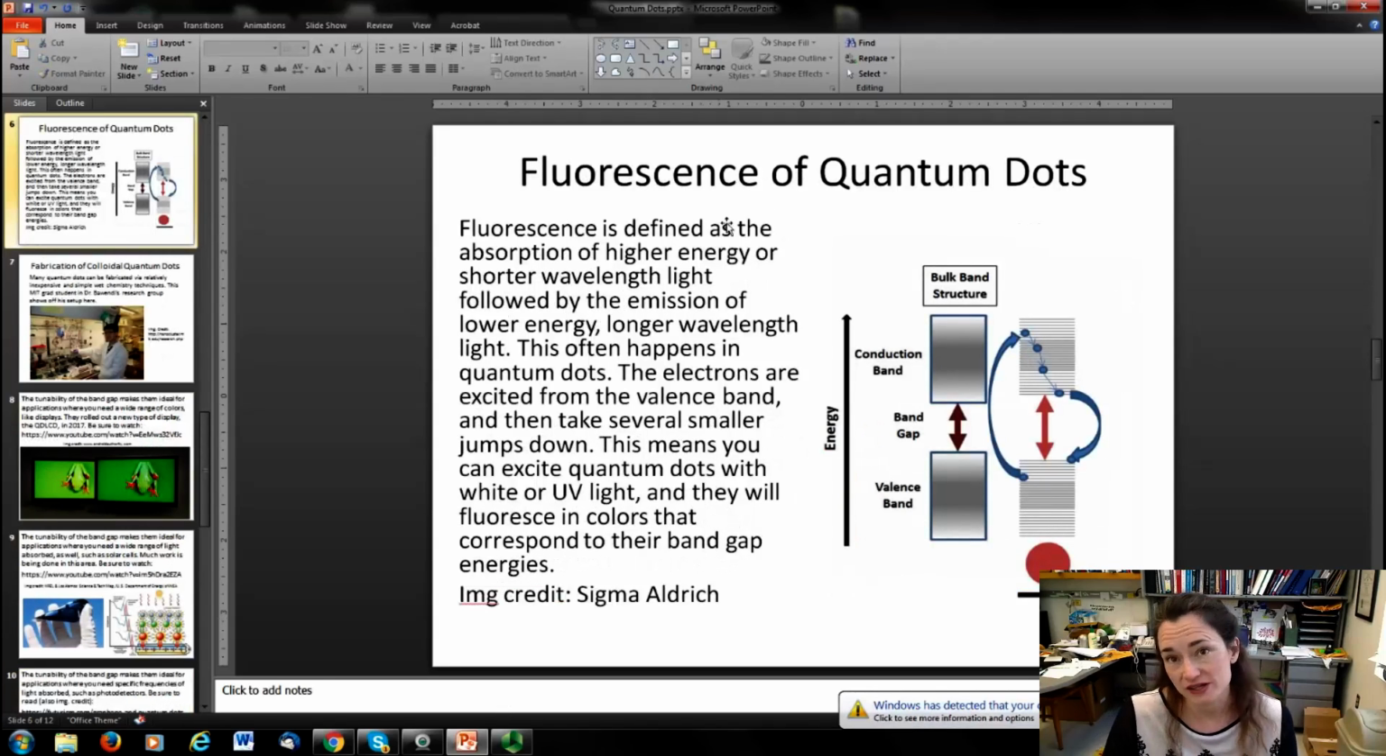So, fluorescence of quantum dots is a property that's exploited in a lot of different applications of quantum dots, and so I'd like to explain a little bit of background on what this is. Fluorescence is defined as the absorption of a higher energy or shorter wavelength light, followed by the emission of a lower energy or longer wavelength light. And this happens a lot in quantum dots.